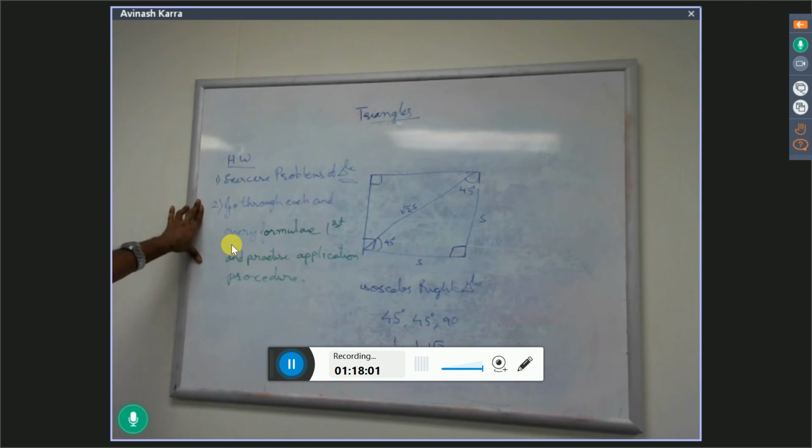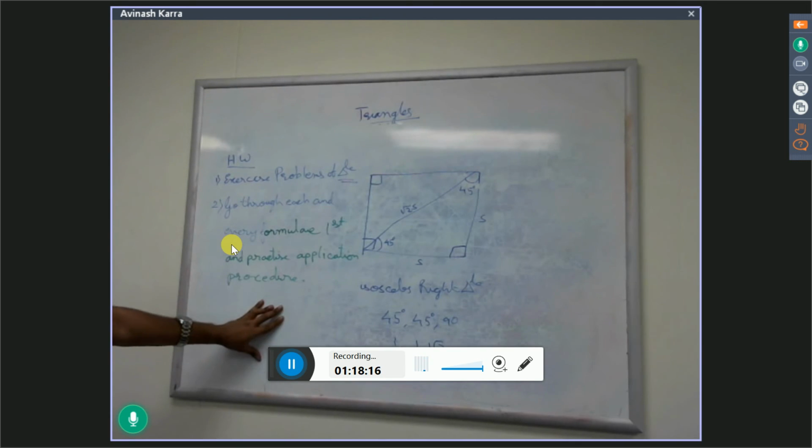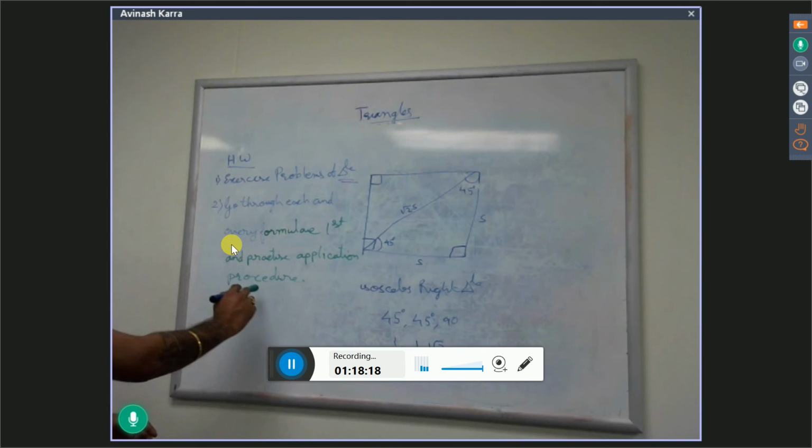Is it clear? Just problems of triangles. And first, before going to that, practice each and every formula. Even if you learn it by heart, I think it's better to learn each and every formula in the textbook by heart and try to practice how they are applied. Okay.